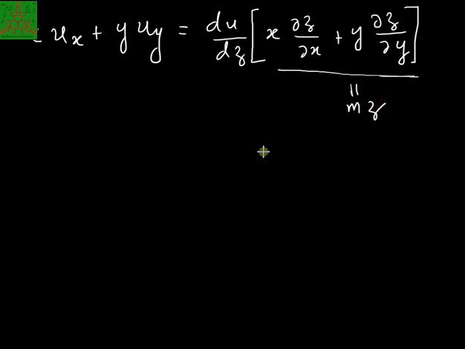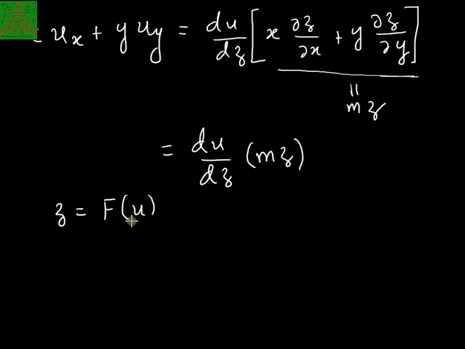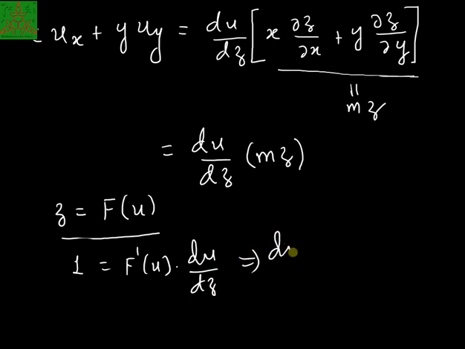So that's why we have du by dz into m into z. Now as we have z equal to capital F of u, if I differentiate this z with respect to u, we'll have 1 equal to f dash of u into du by dz. So this will imply du by dz will be 1 upon f dash of u.